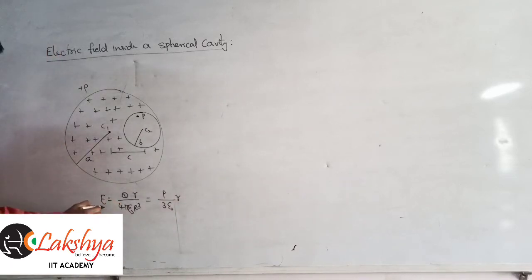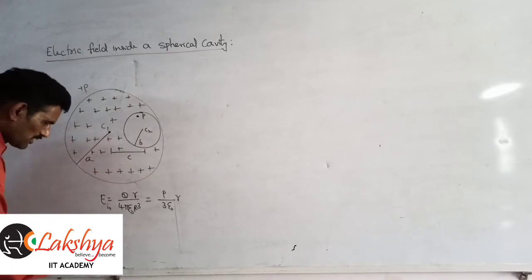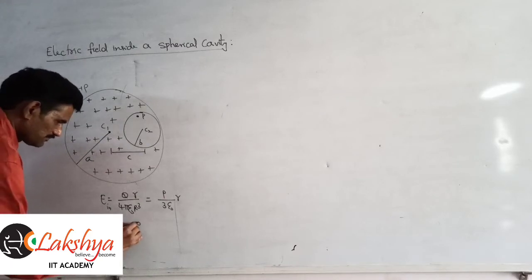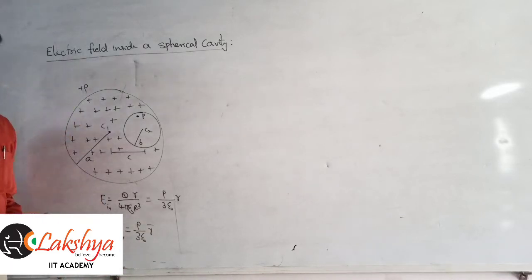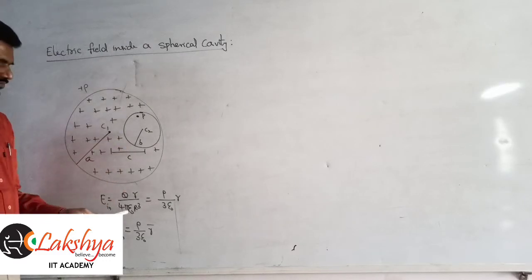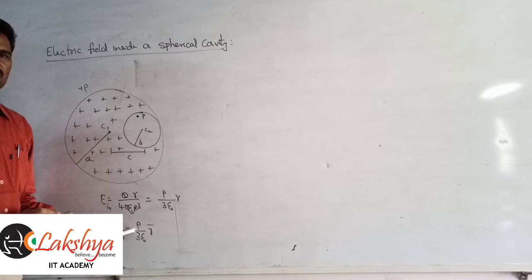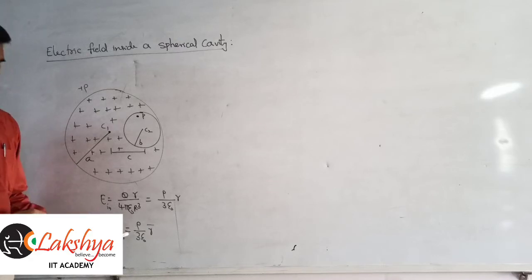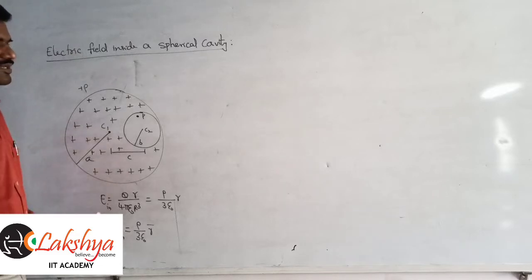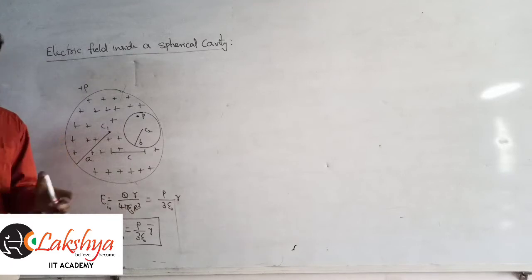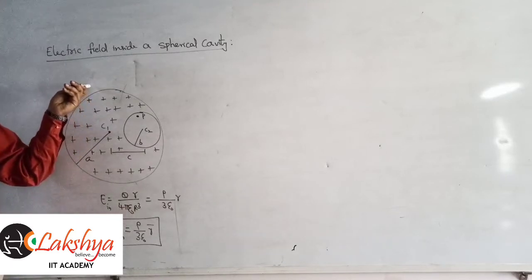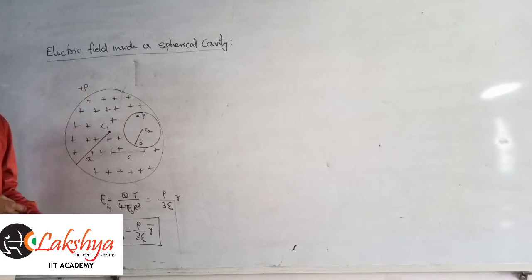Now we need to write this expression in vector form. The intensity of electric field inside can be written as rho by 3 epsilon naught into R bar, so the electric field will be in the direction of R bar if this is a positive charge density. If it is a negative charge density, then it will be opposite, so we take a negative sign. Here it is a positive charge density. If you solve the problem in terms of charge density, the calculation will be easy. Even if Q is given in the problem, convert that into rho.